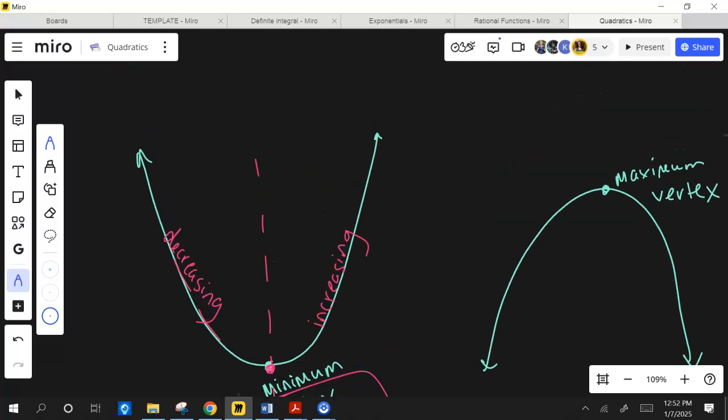Straight through, we call it the axis of symmetry. It goes straight vertically through the vertex. Okay. Now, if I want to name that line, how do you give the equation of a vertical line?